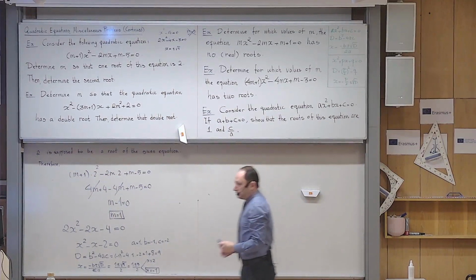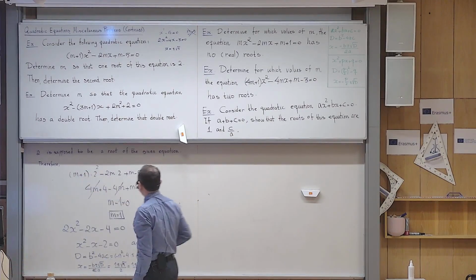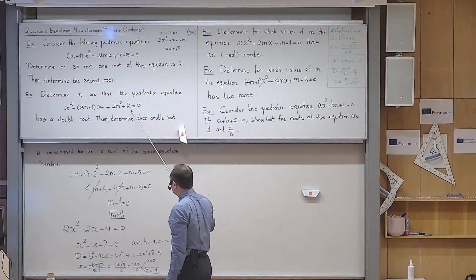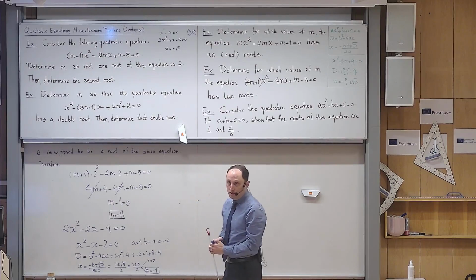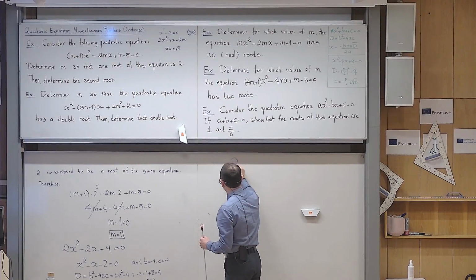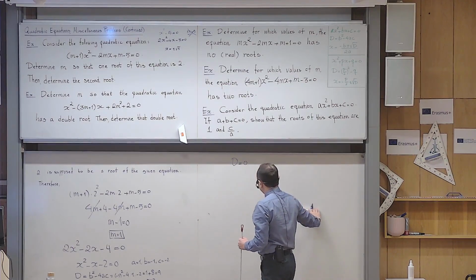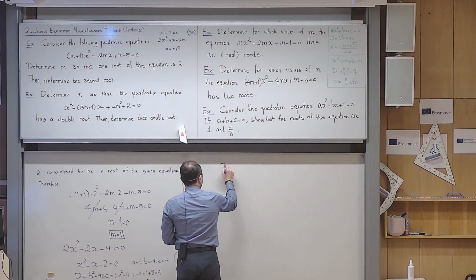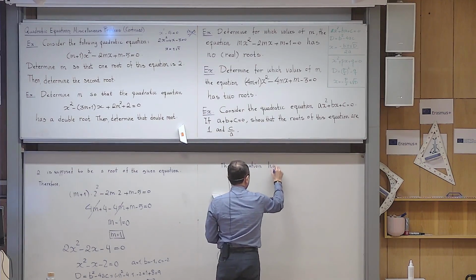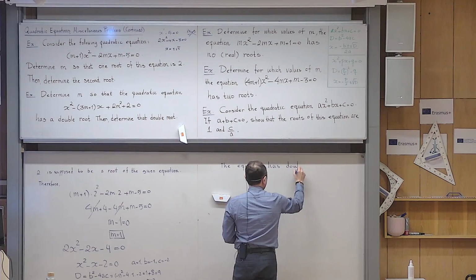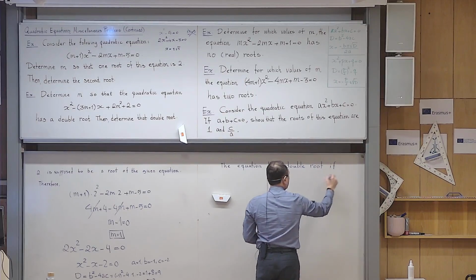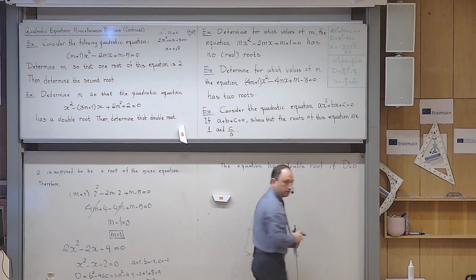So you tell yourself that the goal is what? The goal is to choose m so that this generated equation has a double root. You know that when an equation has a double root, as Ahmed said, D should be 0. So we say that the equation has a double root if D is equal to 0.